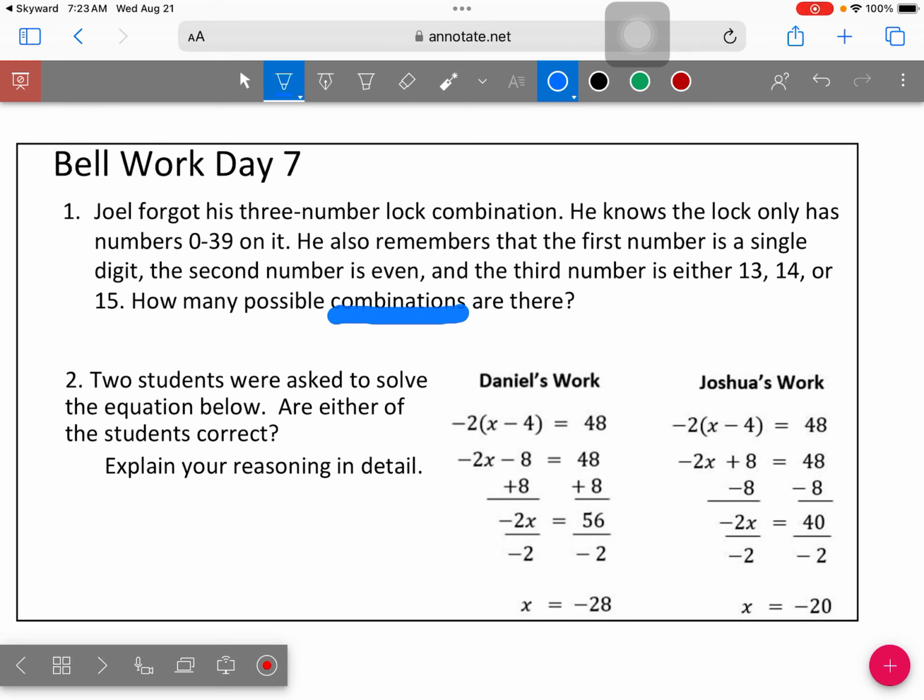How are we doing? We putting down some answers? I like how Jordan is starting off. She's got 3 blank spaces because she knows it is a 3-digit code.